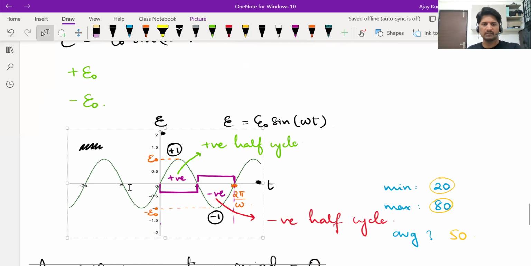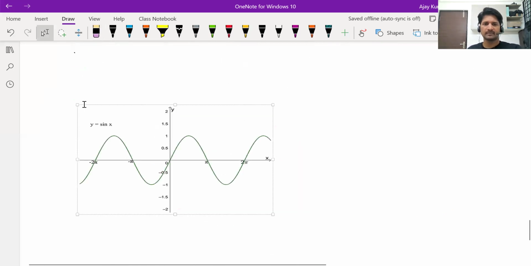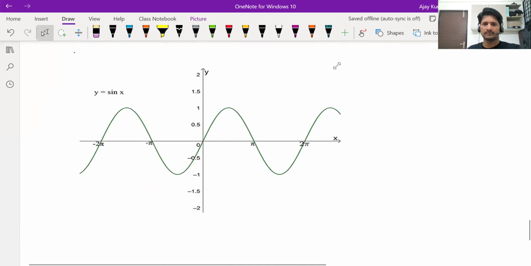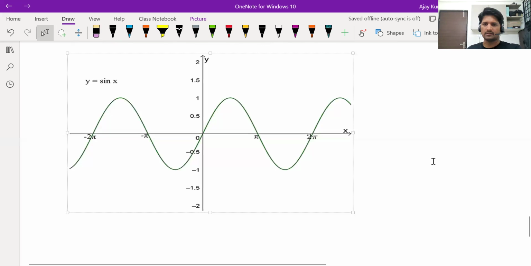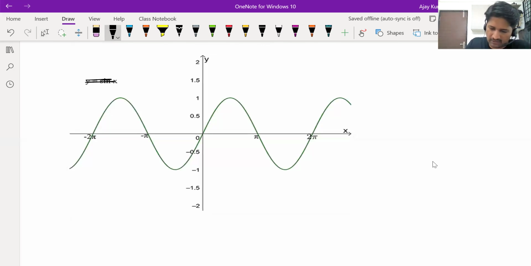Right. So now the EMF graph, as you can see, is a sine function, a sinusoidal graph. Let me copy this graph. See, this is the graph of y is equal to sine x, but we are discussing E is equal to E naught sine omega t. That you need to keep in mind. So the peak value will be E naught. Negative peak is minus E naught. And the period of repetition is 2 pi by omega. Okay, that you need to keep in mind.